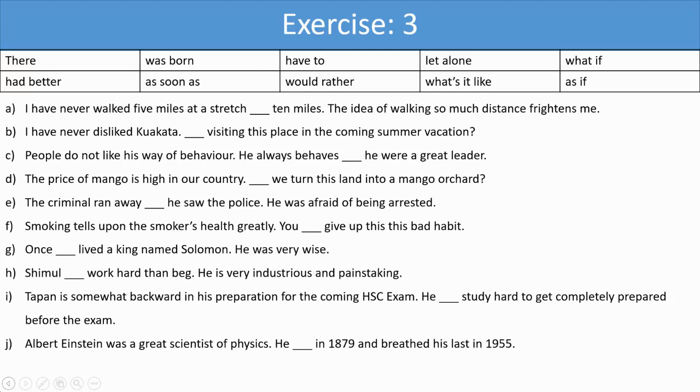Number I, Topon is somewhat backward in his preparation for the coming HSC exam. He had better study hard to get completely prepared before the exam. Number J, Albert Einstein was a great scientist of physics. He was born in 1879 and breathed his last in 1955.